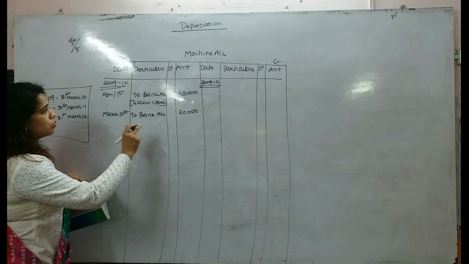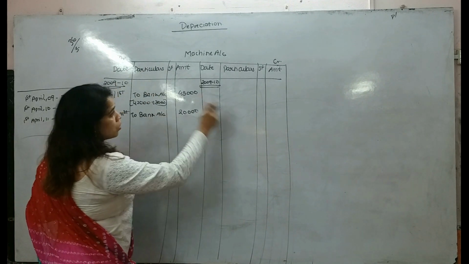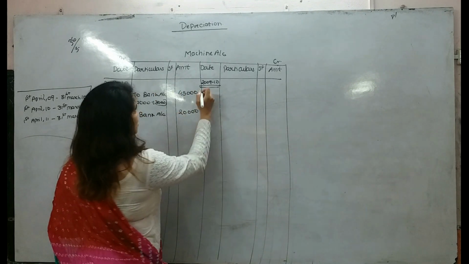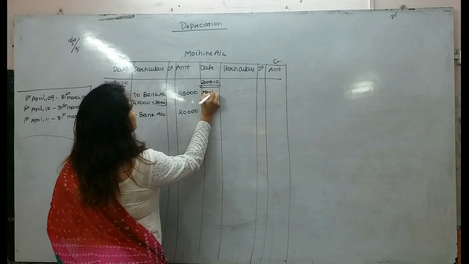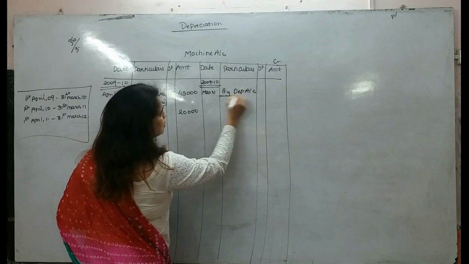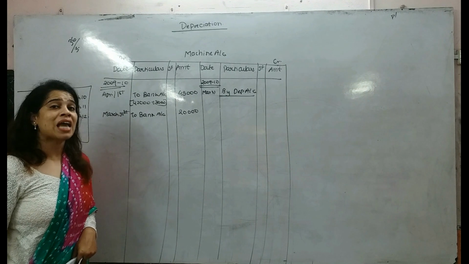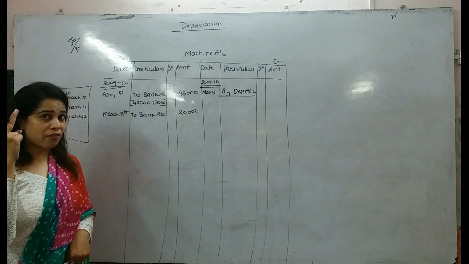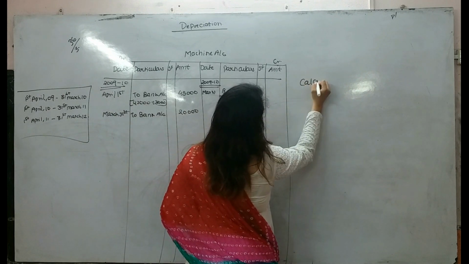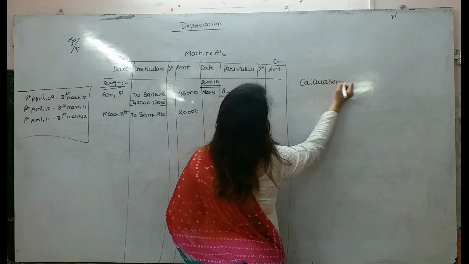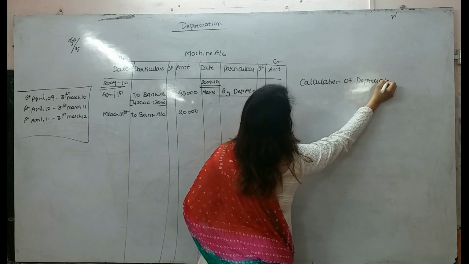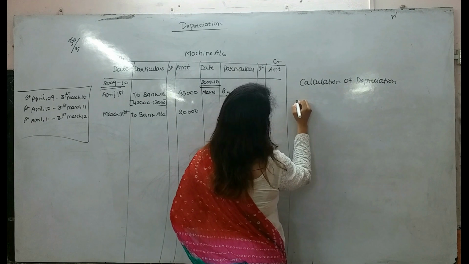See now students, after the use of the asset for a year, the value of the asset is going to decrease. That is known as depreciation. We know that depreciation is an expense. Now students, how many assets are we having? We are having two assets, right? Understand, here I will write calculation of depreciation.